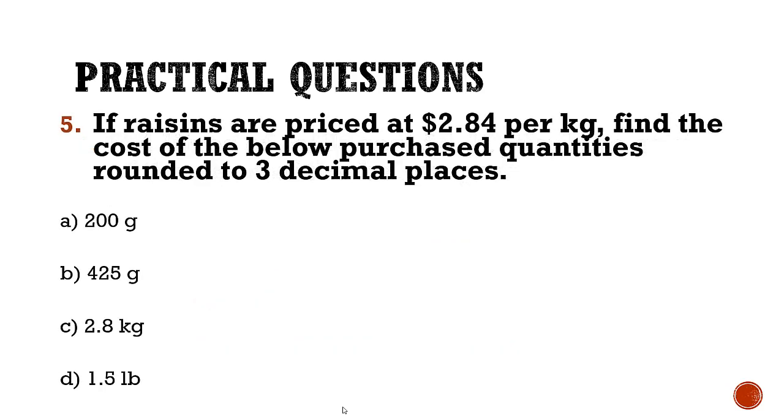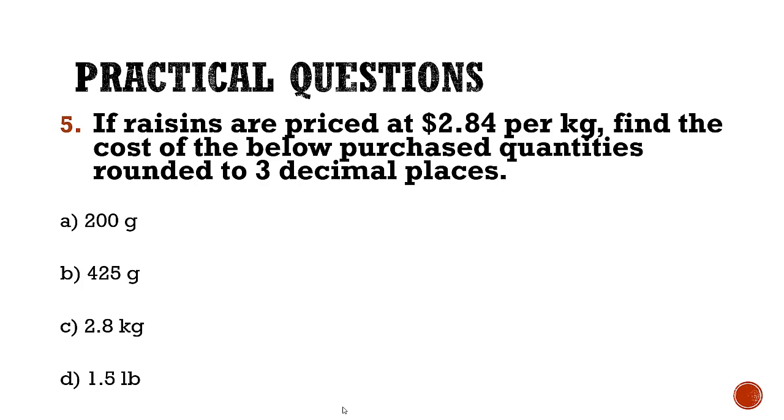And finally, if raisins are priced at $2.84 per kilogram, let's find the cost of the below purchased quantities rounded at 3 decimal places. Remember, rounding is important. A full 30% of your final mark in this course. Please make sure you know how to do it. So we need to figure out what 200 grams of raisins cost.